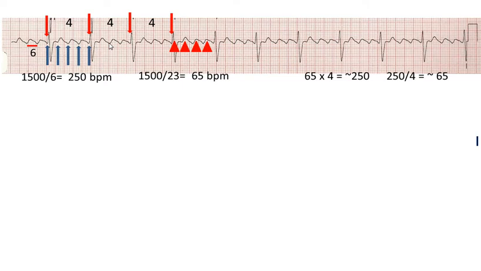Those flutter waves are continuous, they do not stop, and so therefore when you're watching these, as this one ends right here, there is another one here that begins and ends here. So this space is a flutter wave which is being partially obscured by the QRS.